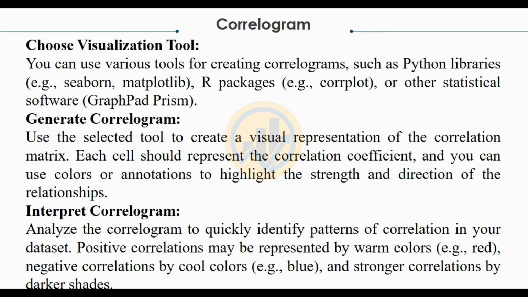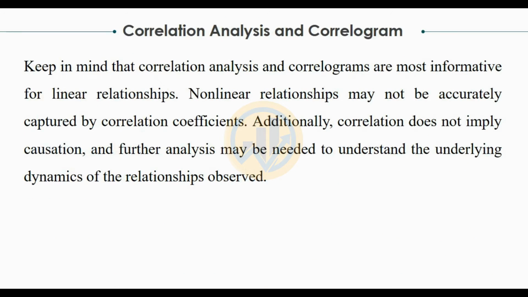Then interpret the Correlogram. Analyze the Correlogram to quickly identify the patterns of correlation in your data set. The positive correlation may be represented by a warm color, for example the red color, the negative correlation by a cool color like blue, and stronger correlation by the dark shades.